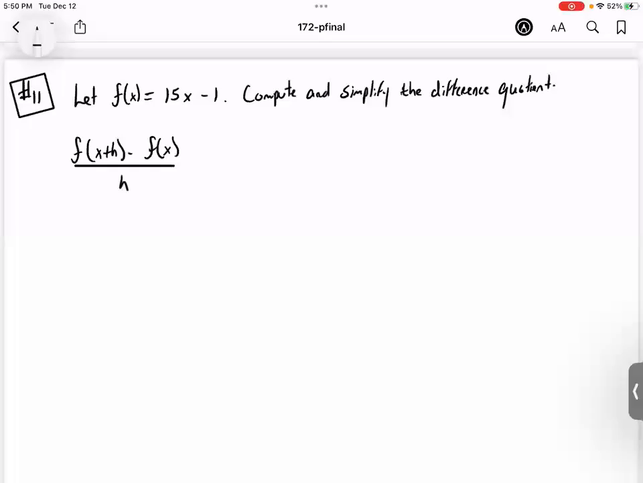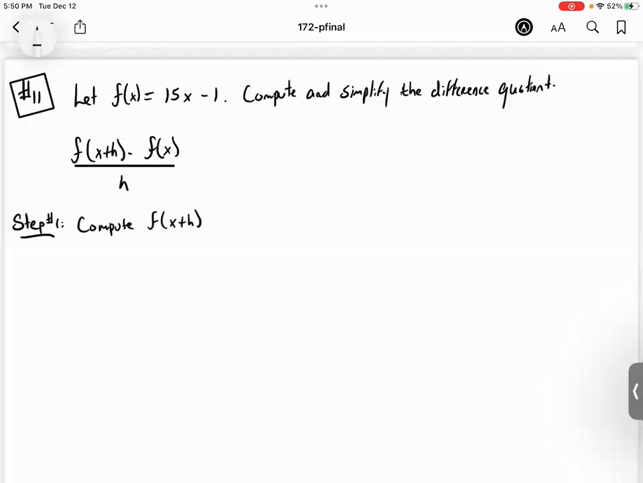To solve number 11, the difference quotient problem, I do it in two steps. My first step is to evaluate or compute f of x plus h. Okay, so step one, compute f of x plus h.